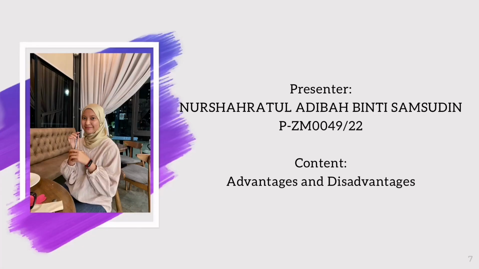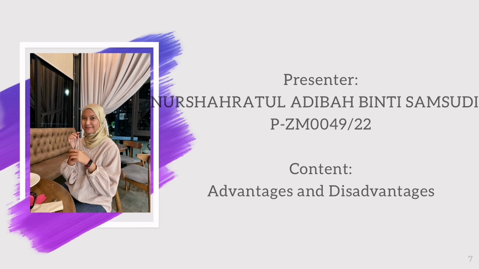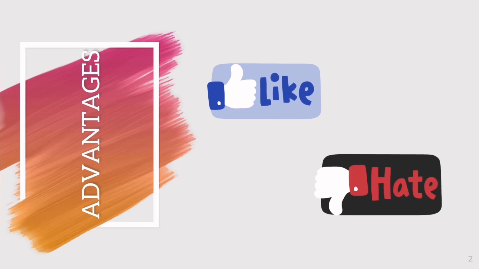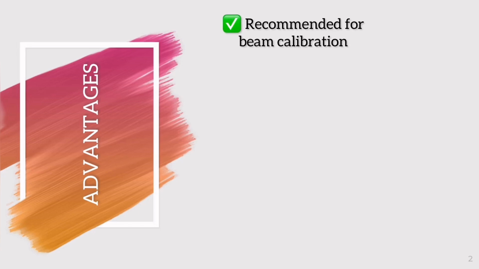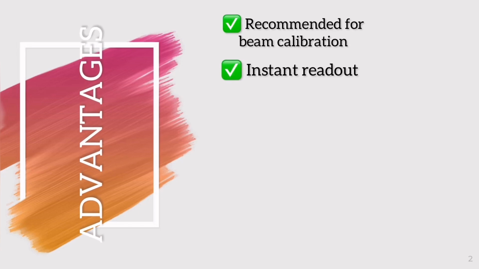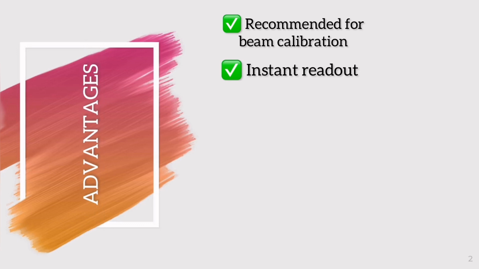Hi, I'm back again to list out the advantages and disadvantages of IC. Ionization chamber has both advantages and disadvantages. The advantages of ionization chamber are that it is recommended for beam calibration and has instant readout, in which we can directly retrieve the information or data from the connected electrometer.